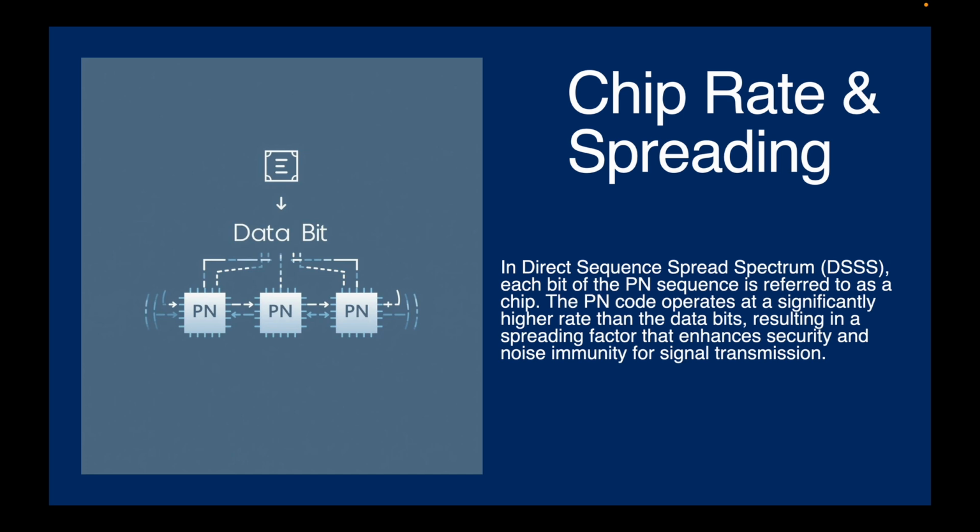Chip rate and spreading. In direct sequence spread spectrum, each bit of the PN sequence is referred to as a chip. The PN code operates at a significantly higher rate than the data bits, resulting in a spreading factor that enhances security and noise immunity for signal transmission.